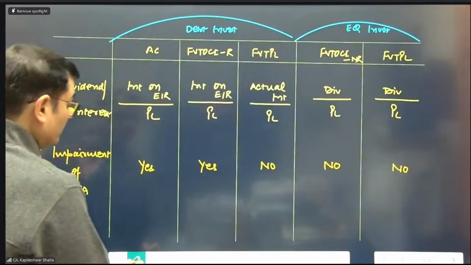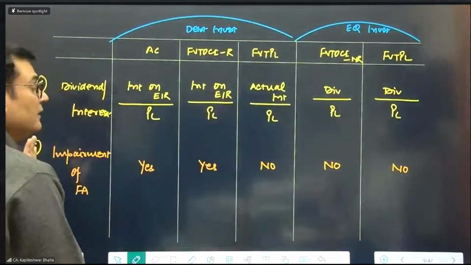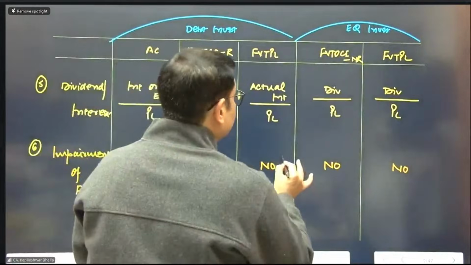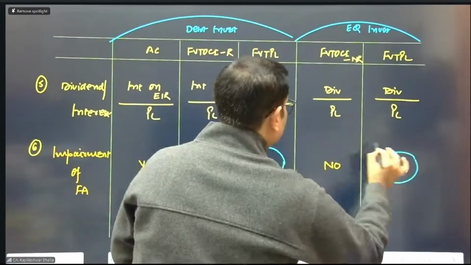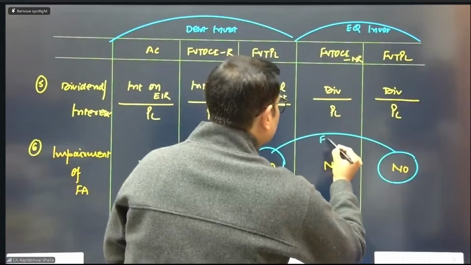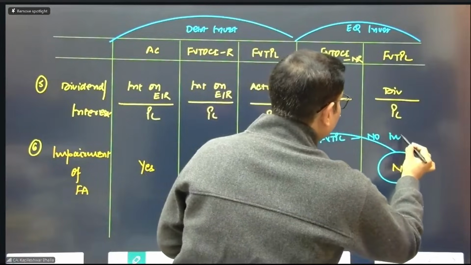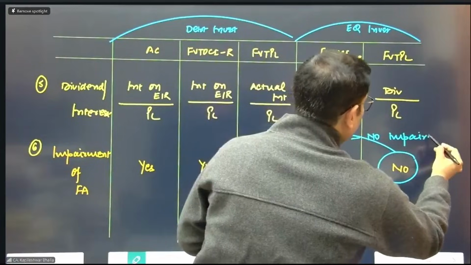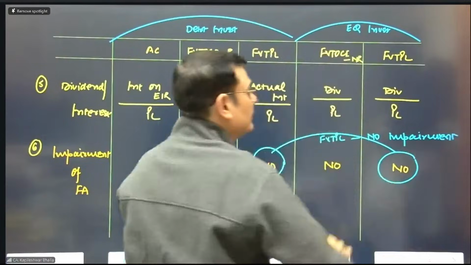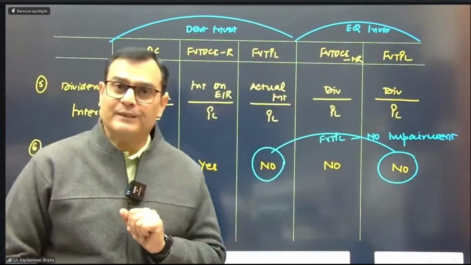So you can see one thing very clear, that in terms of FVTPL, there is no impairment done. There is no impairment which is done. It's already a fair value through P&L.